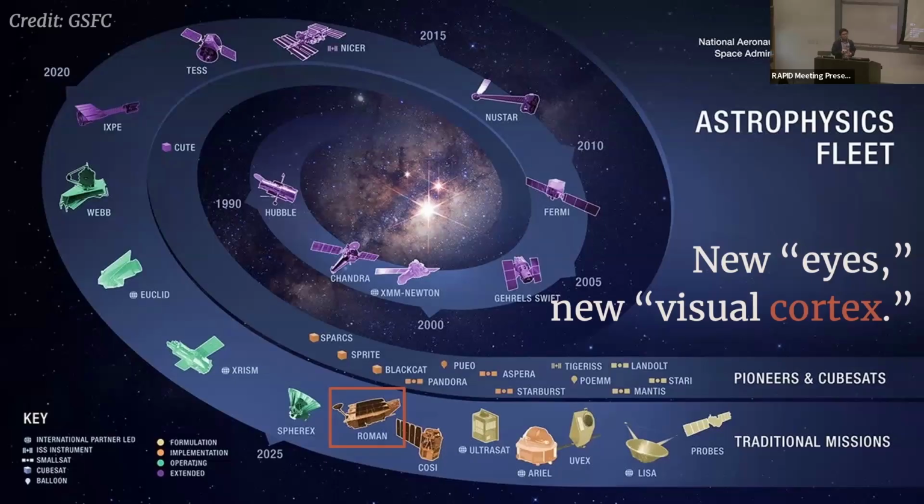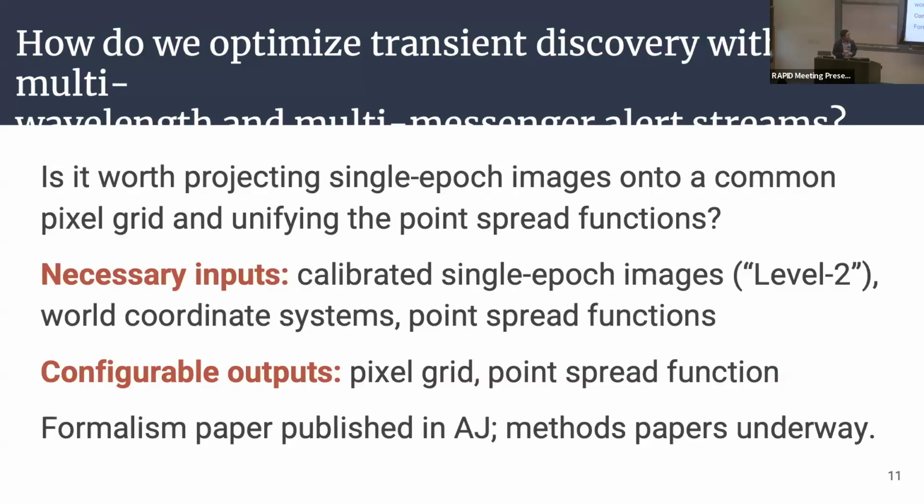So to conclude this talk or advertisement, I would like to clarify the inputs and outputs of this tool so that it may help you think about whether you can actually make use of it. As inputs, it needs calibrated single epoch images, or in the Roman terminology, L2 images. And it needs good world coordinate systems, basically the mapping between pixels and locations on the sky, and also measurements of the point spread functions. And as a reward, you can specify the pixel grid you want and the point spread function you want.